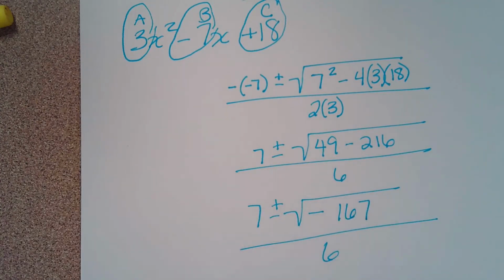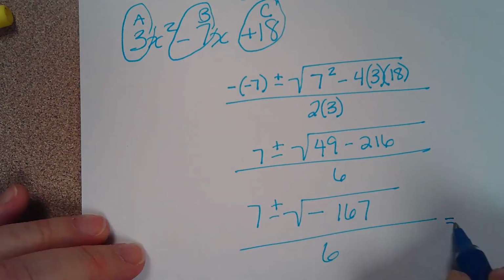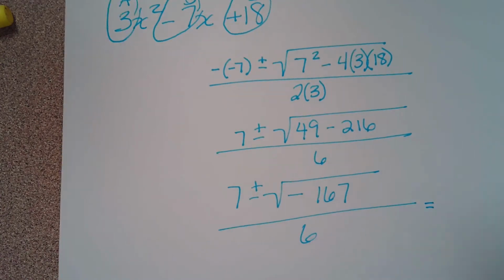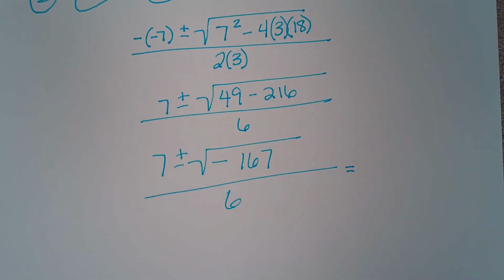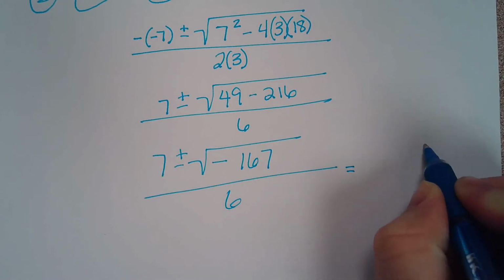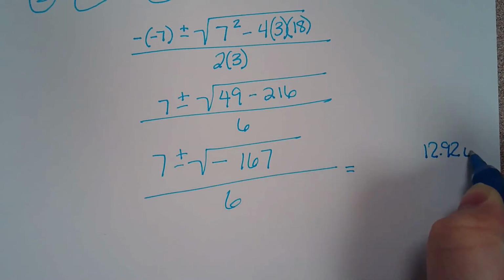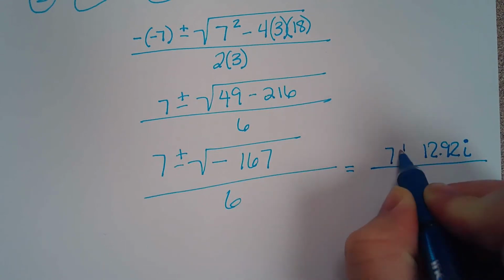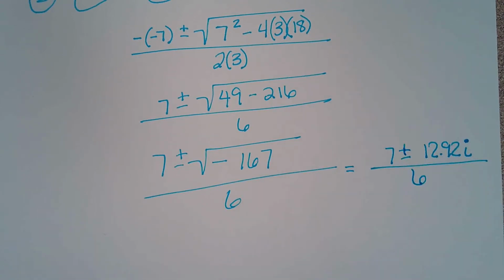Now, 167, is that a perfect square? Not looking good, is it? No. So let's go ahead and do the square root of it. Now, don't put the negative in your calculator. I'm going to show you what happens. Just put square root 167 in your calculator. Okay, so it's 12.92 I, for the imaginary. I am imaginary. So your answer is that you're done, because imaginary numbers can go no further.